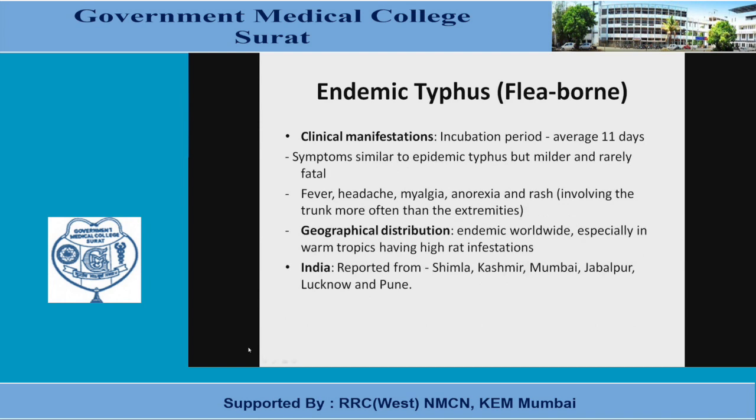Clinical manifestation shows an incubation period of 11 days. Symptoms are similar to epidemic typhus but milder and rarely fatal: fever, headache, myalgia, anorexia and a rash that is generally seen on the trunk more often than on the extremities, while in epidemic typhus the rash is present all over the body. Geographical distribution: endemic typhus is worldwide, especially in warm tropics with high rat infestation. In India, this disease was reported from Shimla, Kashmir, Mumbai, Jabalpur, Lucknow and Pune.